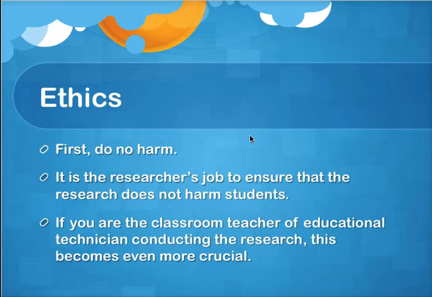So first of all, in any kind of research, we want to do no harm. This is a concept that's used in the medical field quite often, that first do no harm. But we also employ that in the social sciences as well. And so first we want to do no harm to our participants, to students, to teachers, to whomever is involved in our research project. It's our job as a researcher to make sure that the research doesn't harm students in any way. And if you're the classroom teacher or an ed tech or any other employee of a school where you are conducting research, this becomes even more crucial.